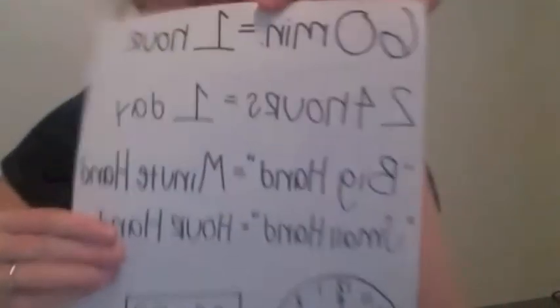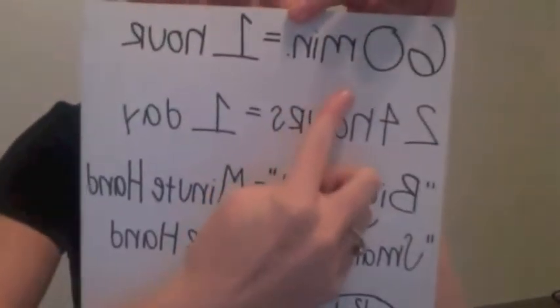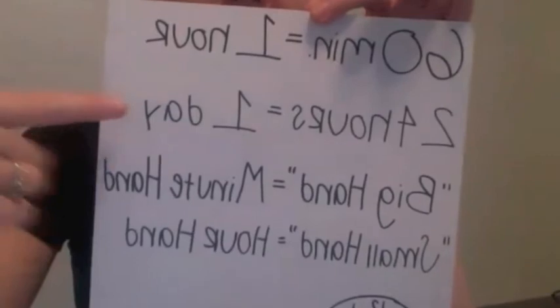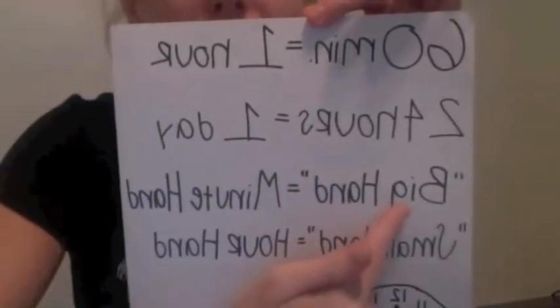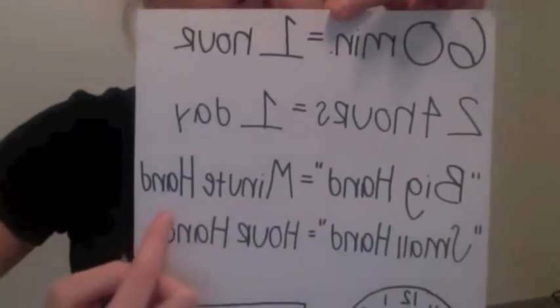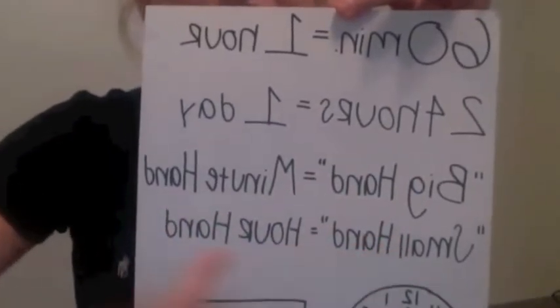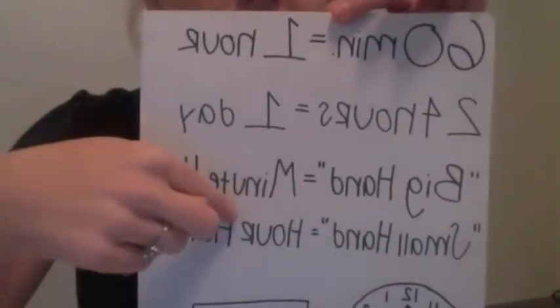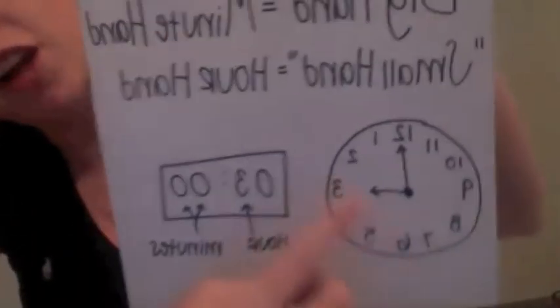Okay, so we're going to look at our cheat sheet again. Once again, we're going to go over that there are 60 minutes in 1 hour, 24 hours in 1 day, and on our analog clock, we have a big hand and a small hand, and that the big hand equals the minute hand. The small hand is the hours hand. So the big hand tells us our minutes, and the small hand tells us our hours. And I even drew a little clock right here.